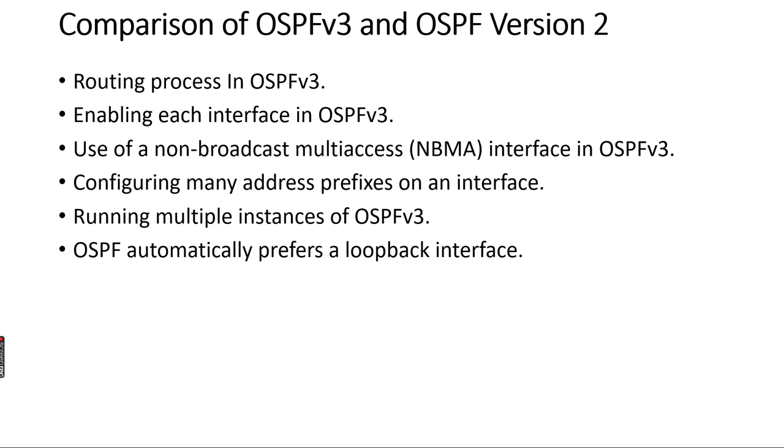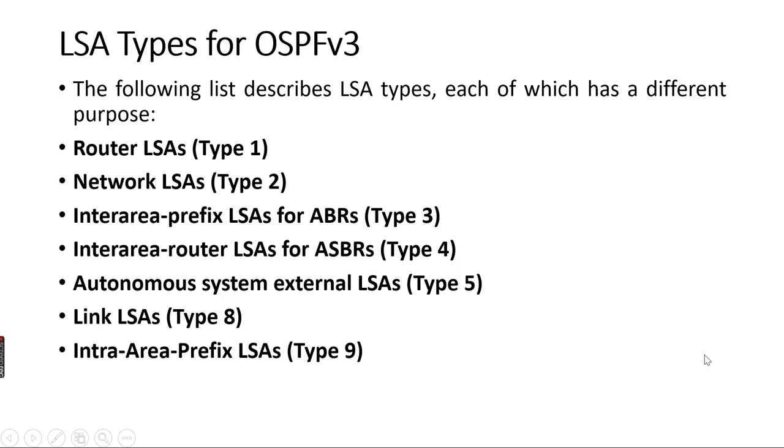And finally, OSPF automatically prefers a loopback interface over any other kind. That is, it chooses the highest IP address among all the loopback interfaces. What happens if no loopback is present? Then at that time, the highest IP address in the device is chosen. So you cannot tell OSPF to use any particular interface. These are some common differences in OSPFv3 when compared to the v2 version.